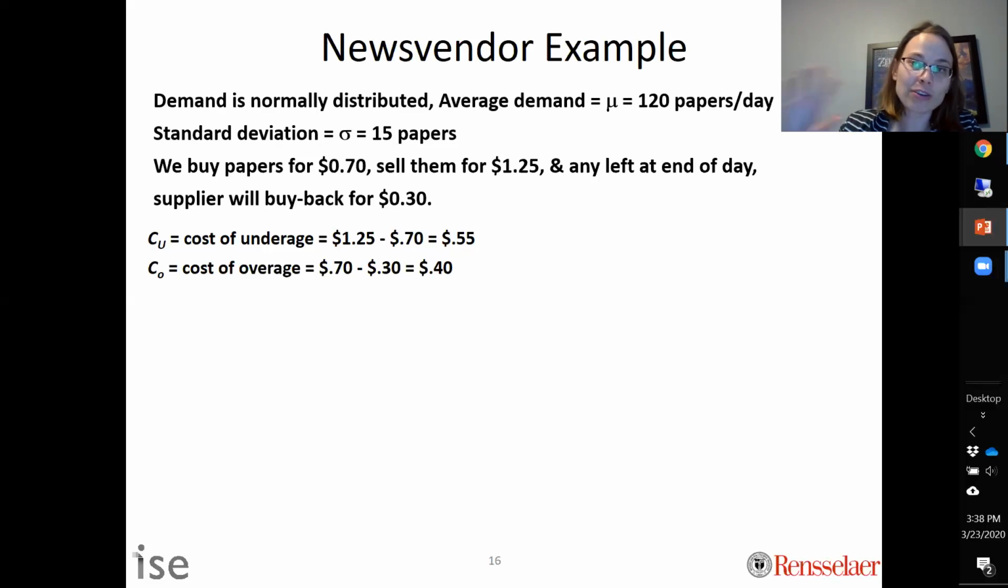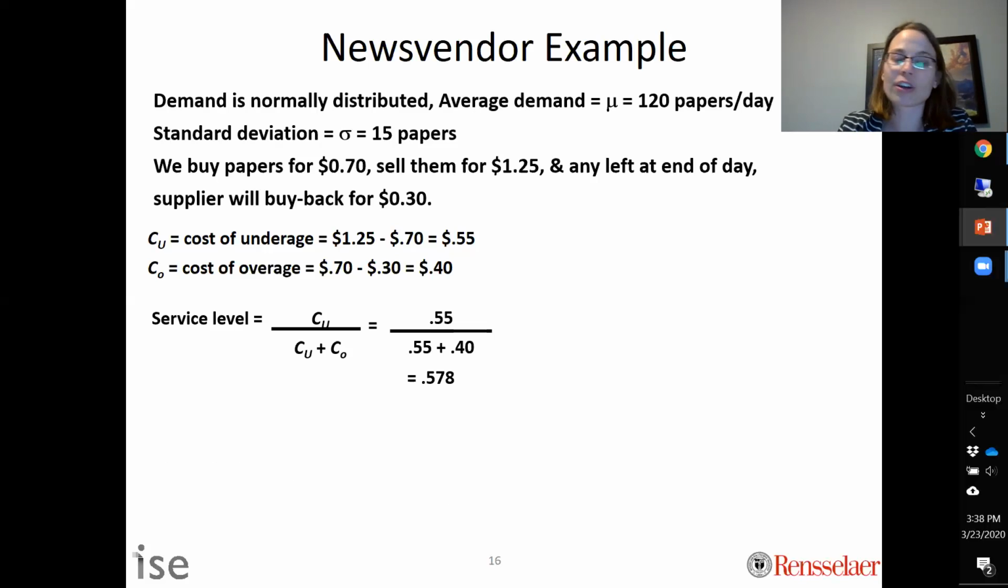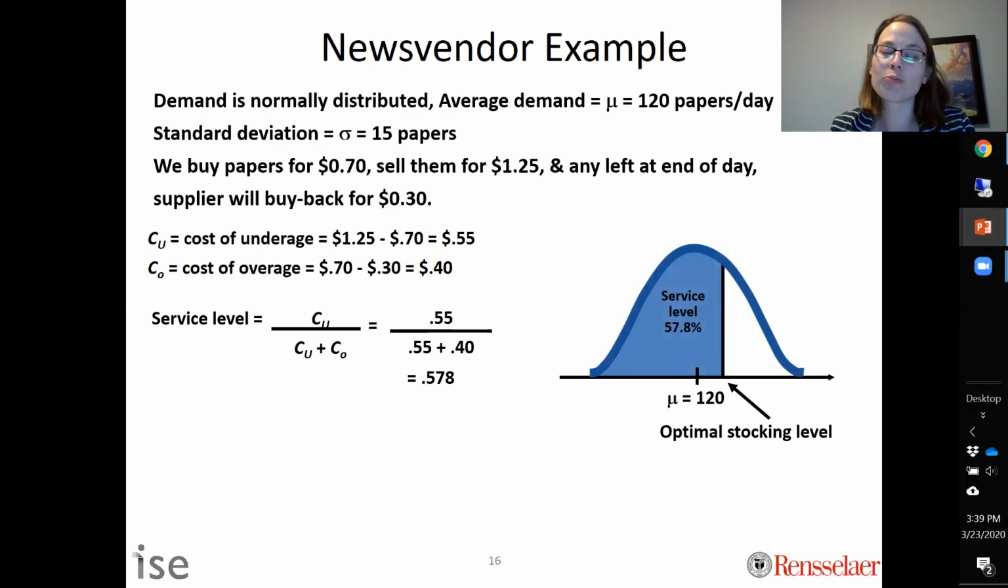Once you calculate those, we need to calculate the critical value, which here is 55 cents divided by 55 cents plus 40 cents. If you do the math, that gives you a critical value of 0.578. So that's step two. Then step three is to calculate Q. So how do we calculate Q? Well, because we have normal demand, we can use the Z value.